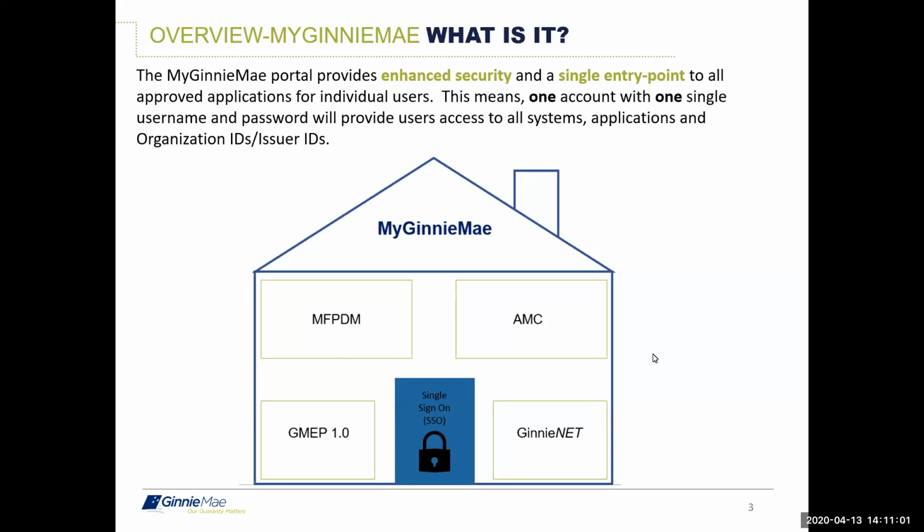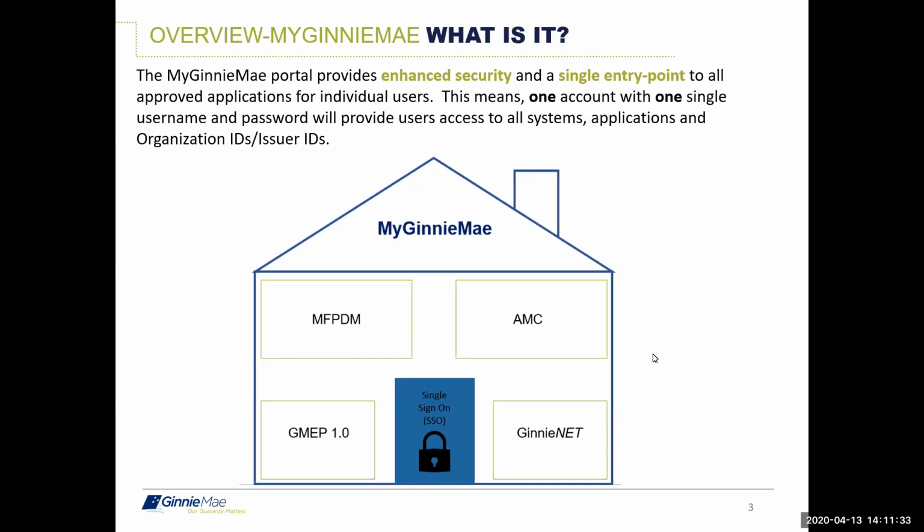So MyGinnieMae is really just a house, but on that house is a door with some super tight security, a really tight lock. And so what we're doing in MyGinnieMae is we're entering a username, a password, and a one-time PIN to get through the front door. And once you get through the front door, you then navigate to all the systems that you already were using to do business with GinnieMae, as well as any modernized systems that we place in the house.